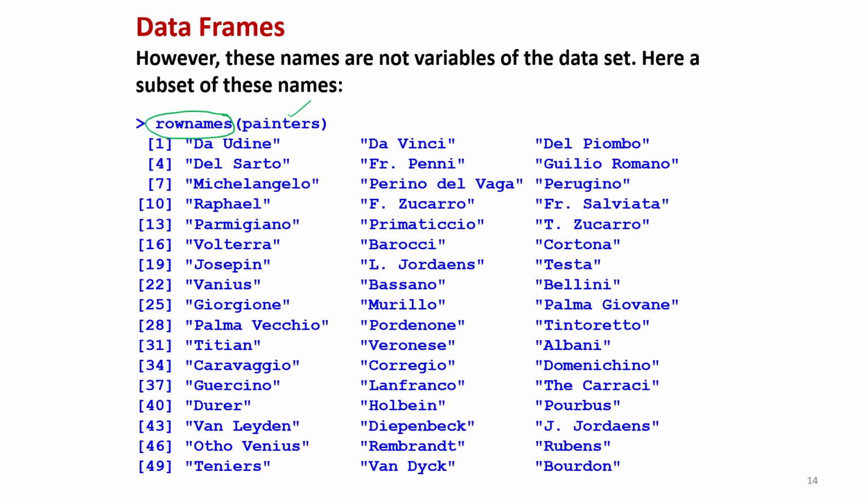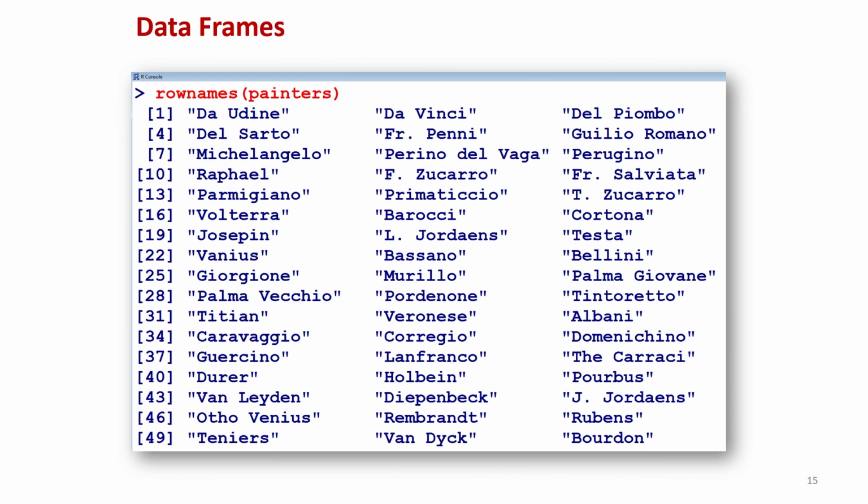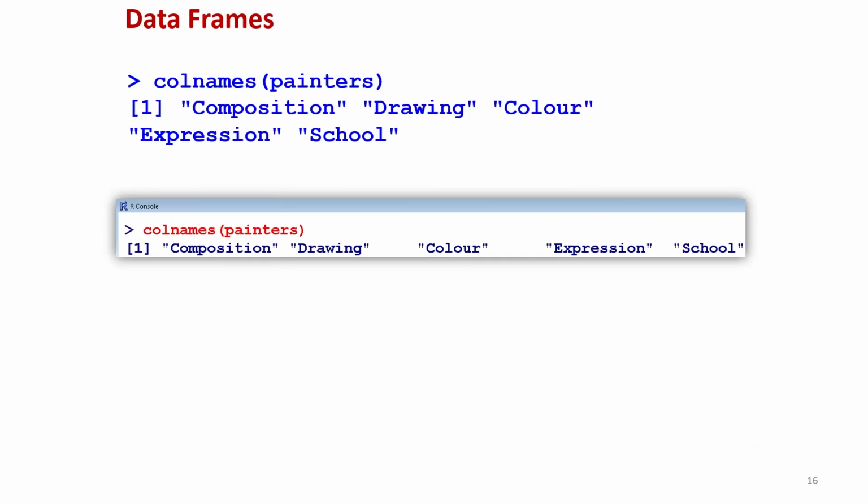Right. And similarly, you can see this is the screenshot of the same painters data set. And similarly, if I want to know the names of the columns of the data frame, then it is called names, and within the parentheses the name of the data set, which is painters. So you can see here, which is composition, drawing, color, expression, school, etc.